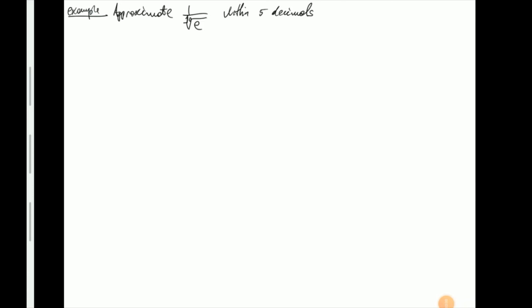So here's another type of application. I think we did something similar before. Let's say you want to approximate a number within 5 decimals. In this case, I think it's not clear what I wrote here. It's going to be the 10th root of e. So some crazy number like this.